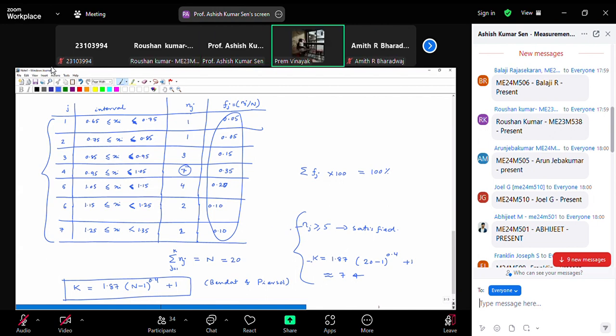Sir, what happens if one of the intervals is not greater than 5? If you do not get the nj to be greater than 5, you can pick the number of intervals k to be less than this. That is fine. Let's say you had only 2 here, you adjust your k so that your n will be at least equal to 5.